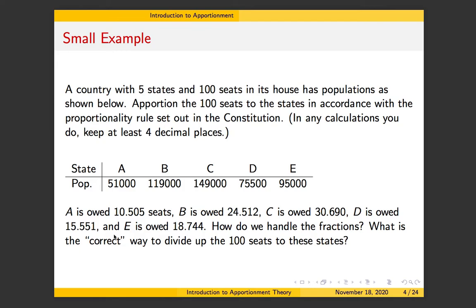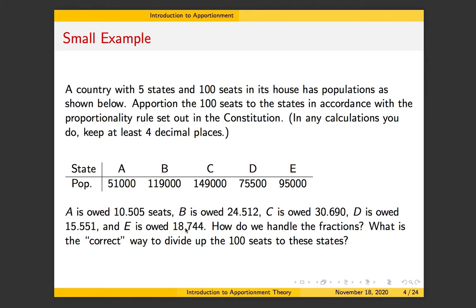So the thing is, if you do what you would like to do here, and I think what you would like to do is say, well, 10.505, I know what to do with that. I'll make that an 11. 24.5, I know what to do with that. Make that a 25. Make this a 31. Make this a 16. Make this a 19. If you do that, and you add 11 to 25 to 31, 16 to 19, you will get more than 100 seats.